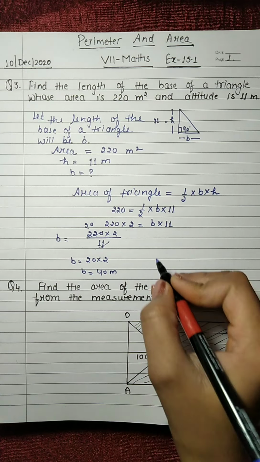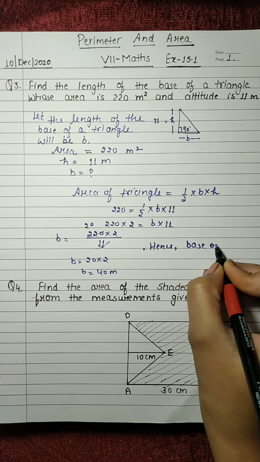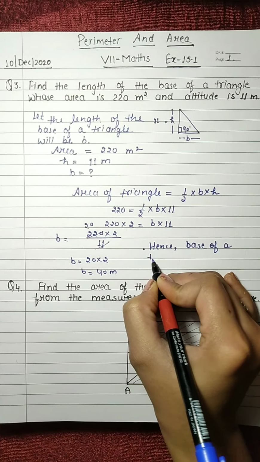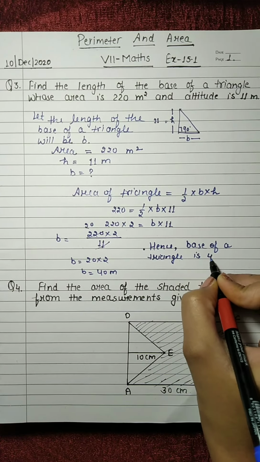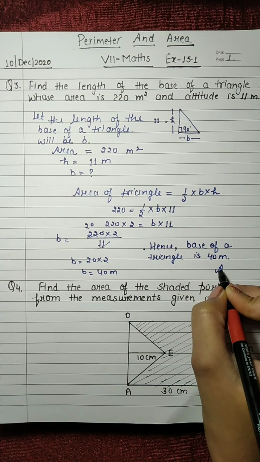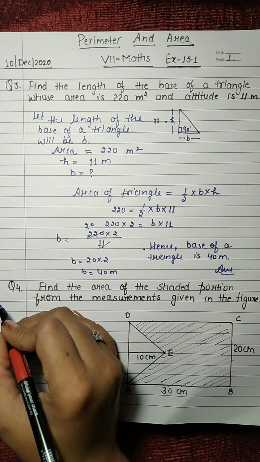Is that clear? Okay, so that means hence base of a triangle is 40 meter. Okay, so that is your answer. Okay students, now the next question is question number 4.